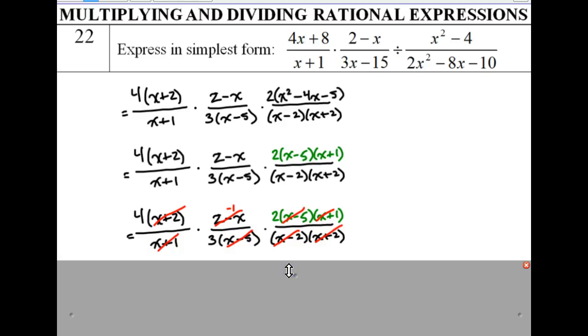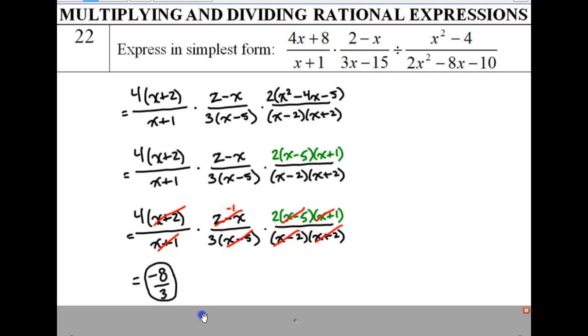Alright? There's a lot of dividing out, including a pair of opposite binomials, 2 minus x and x minus 2. Those divide out to leave a negative 1. After you've divided everything out, there's not much left. There's just 4 times negative 1 times 2, that's a negative 8. And the bottom is just a 3. So the answer is negative 8/3.